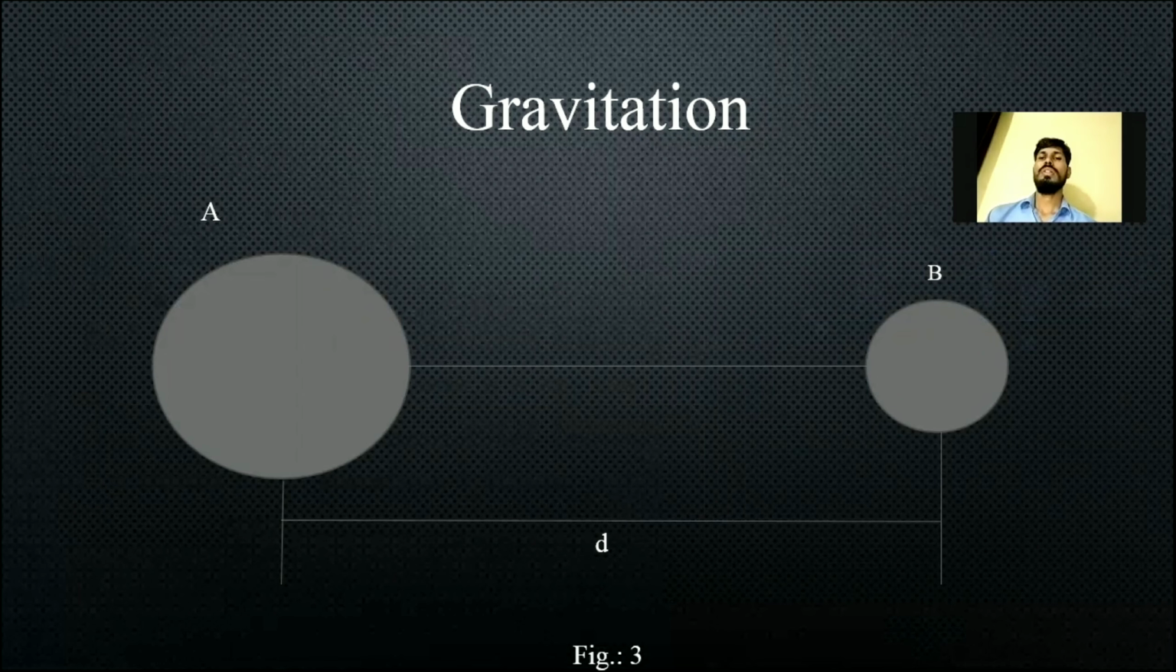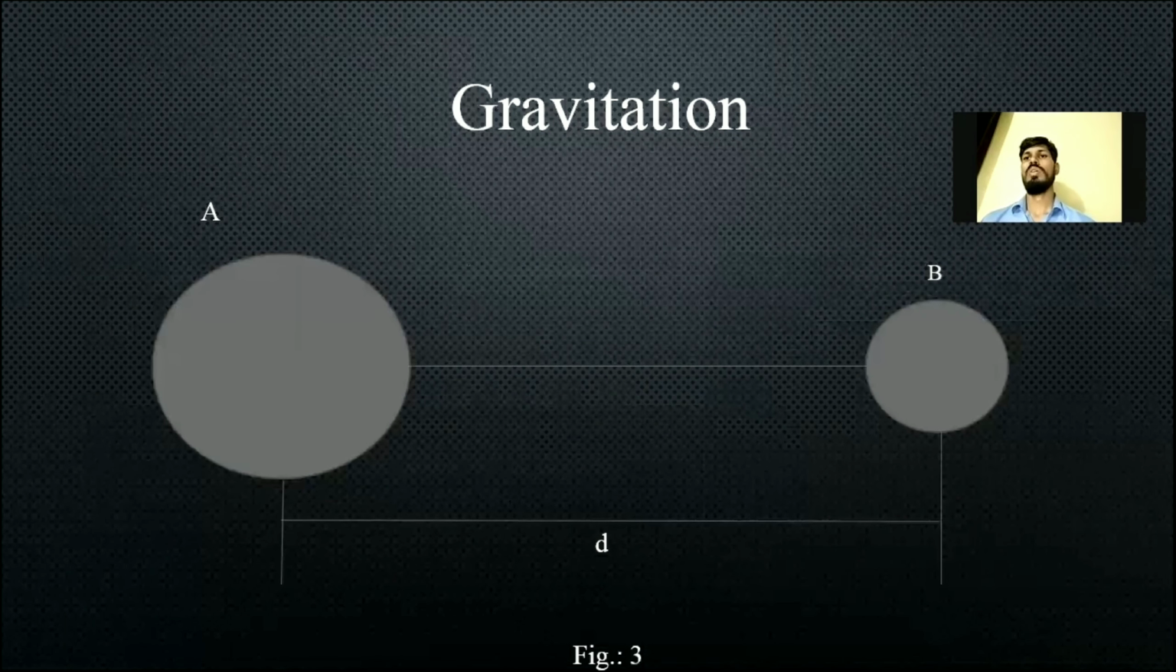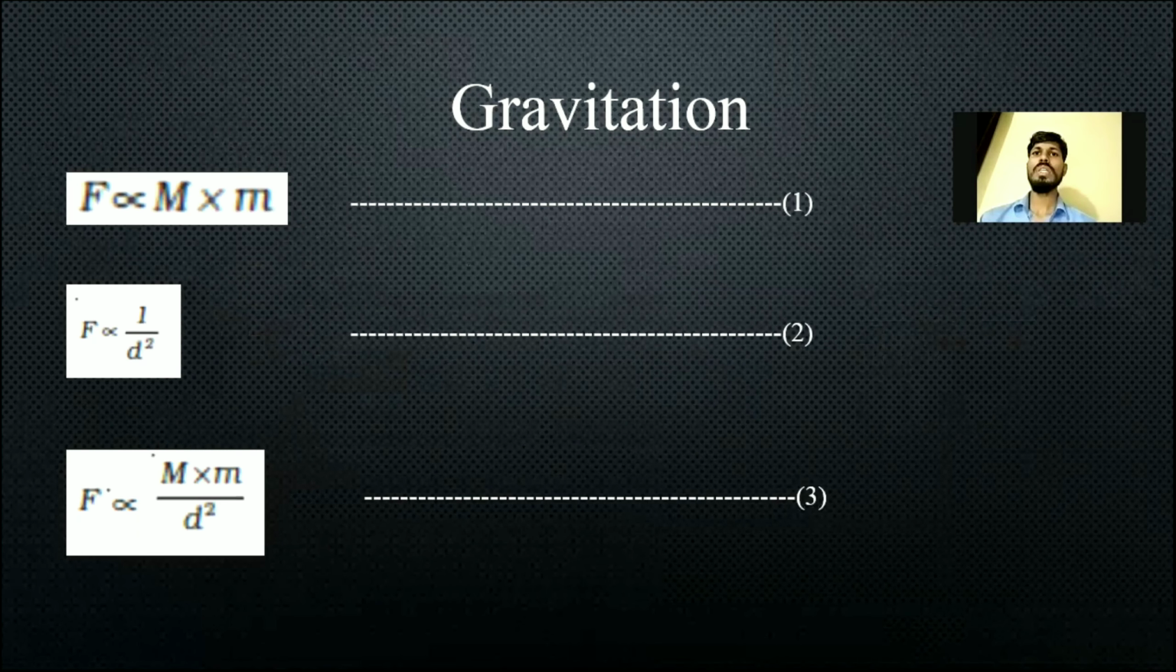Let us say capital A is an object having mass capital M, and B is an object having mass small m, and the distance between the centers is small d. Now we will derive the equation. Let F be the force of attraction between them. According to the law of gravitation, the force is directly proportional to the product of the masses M and m, and inversely proportional to the distance between them. In our example, this distance is small d, as seen in the figure.